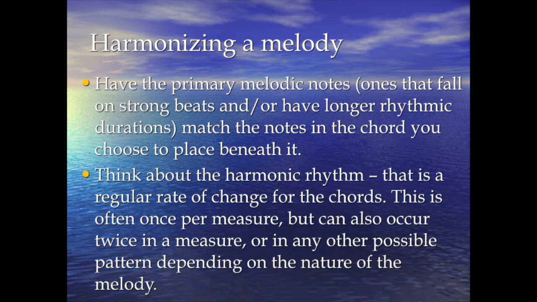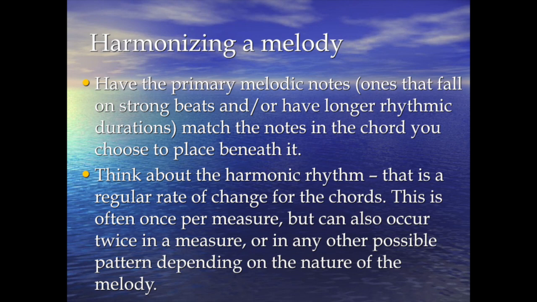So another thing you can think about is the harmonic rhythm. That is the regular rate of change for the chords. This is often once per measure, but it can also occur twice in a measure or in any other possible pattern depending on the nature of the melody. Harmonic rhythm could be very slow. You could have one chord for an entire phrase. We could have one chord for 4 measures. You could have a chord changing every 2 measures.